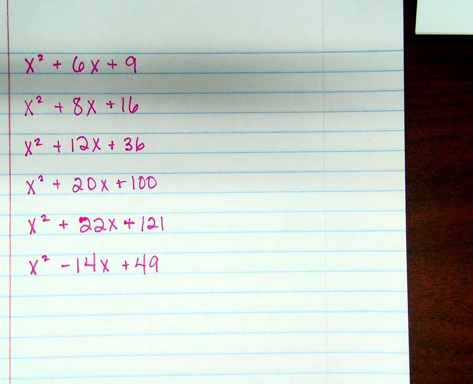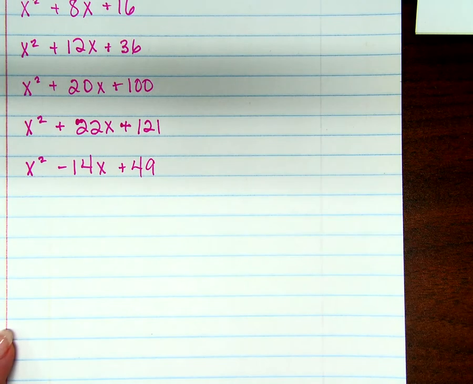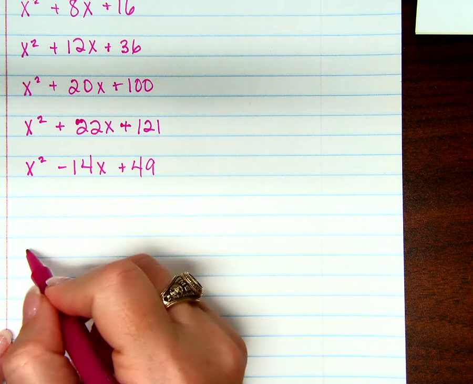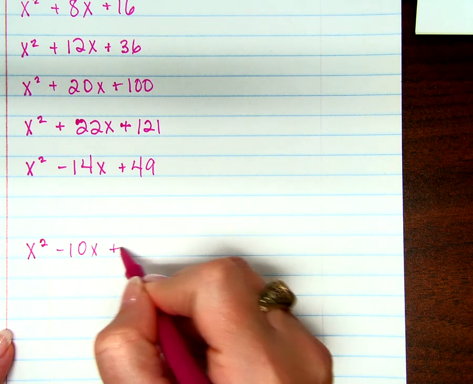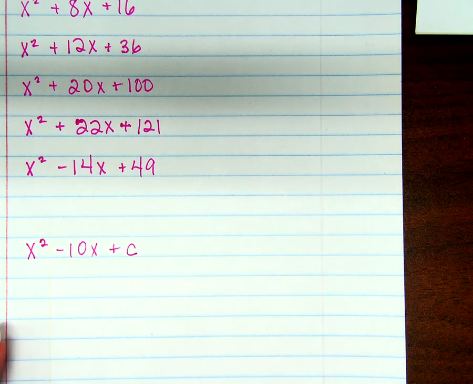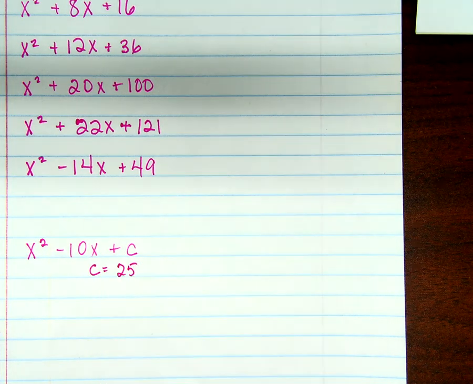Okay? So, just to be clear on your homework, it's going to be super confusing. And it's going to say something like this. X squared minus 10x plus c. What is the value of c? And you're going to say c equals 25. And then go to the next problem. You okay with that? Okay.